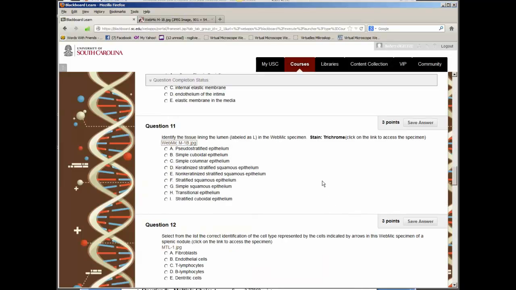Okay, on this one, they identified the tissue lining the lumen, labeled as L in the specimen. You're given this as a trichrome stain, and your choices are pretty much all the different types of epithelium.